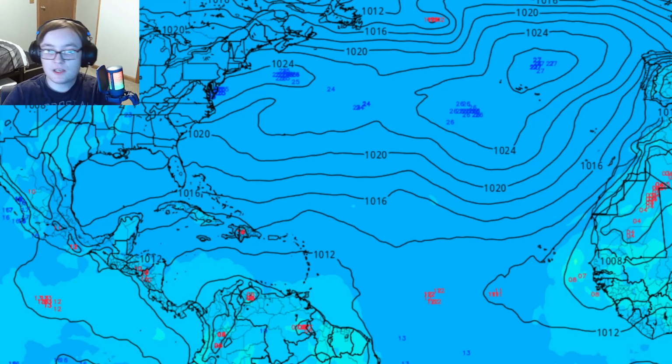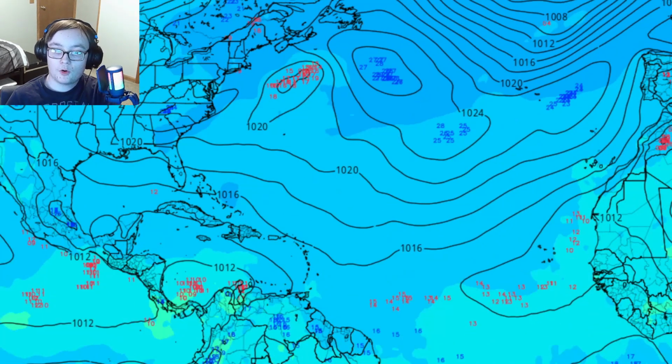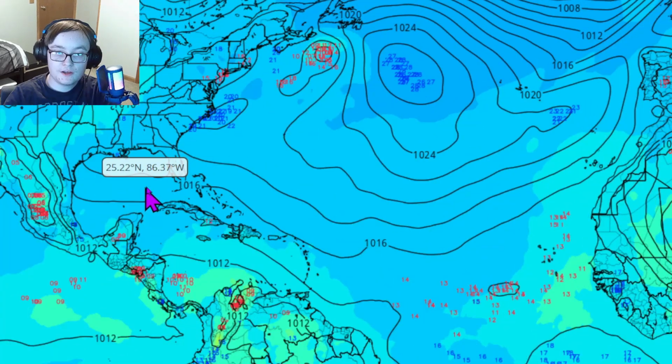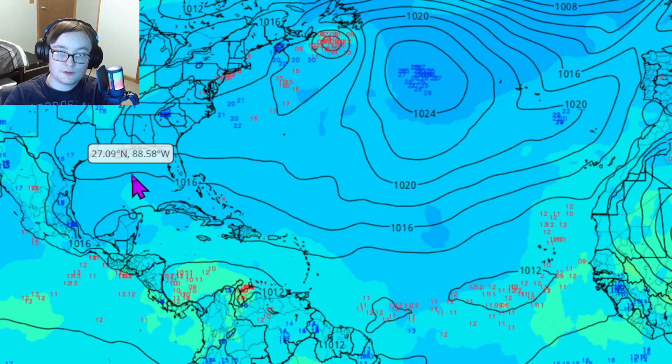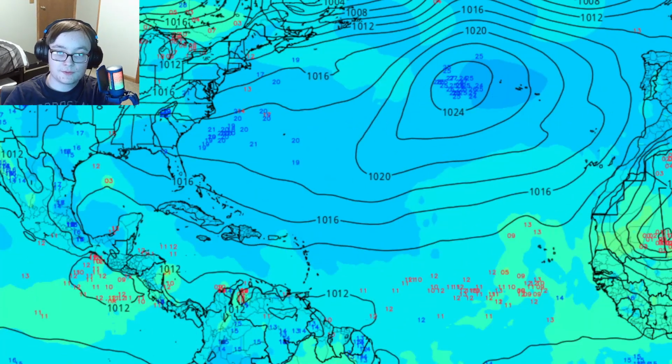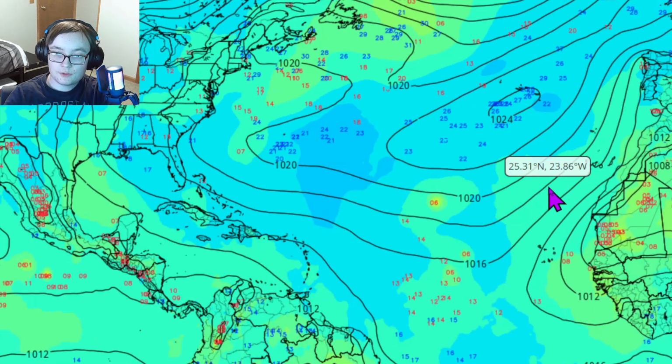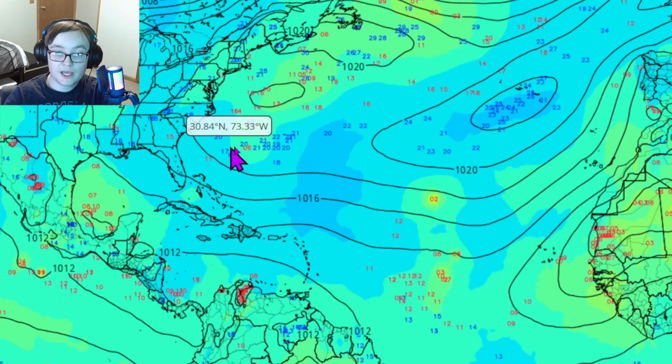Here's your GFS ensembles, which I expect to be a whole lot more aggressive with probably every last tropical wave. So this is your system in the Northeast Gulf. Really nothing happens with that on the GFS whatsoever. And we'll just see if we get anything else lighting up here. I see a lot of different areas. My eyes are going everywhere.